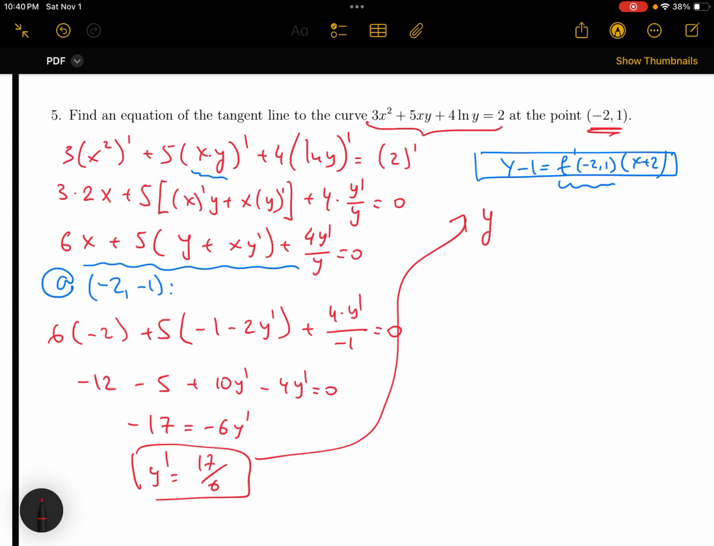The equation of the tangent line is going to be y minus 1 is equal to 17 over 6 times x plus 2.